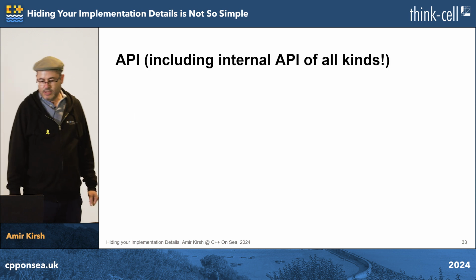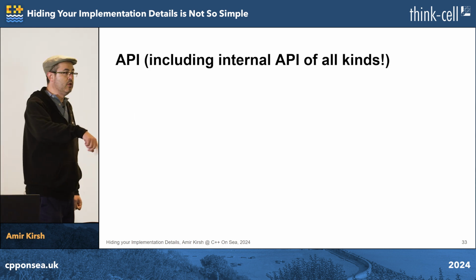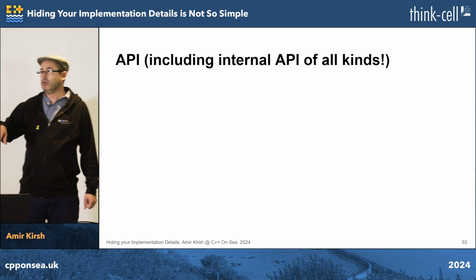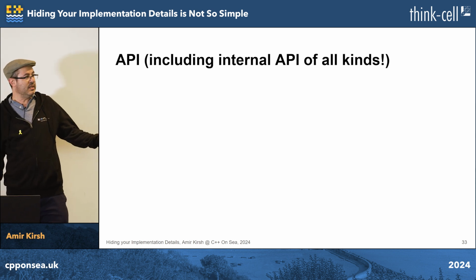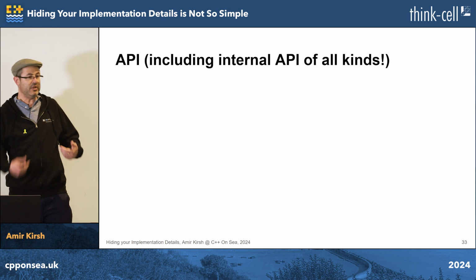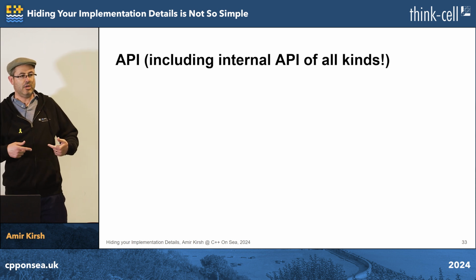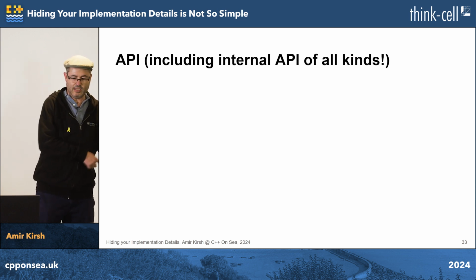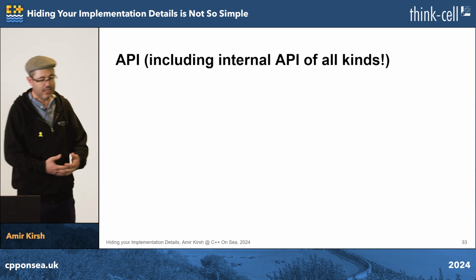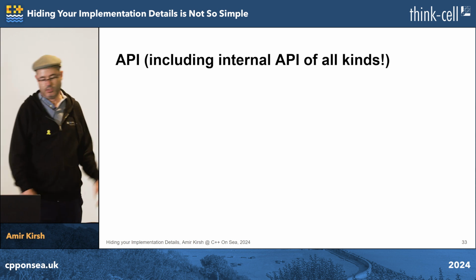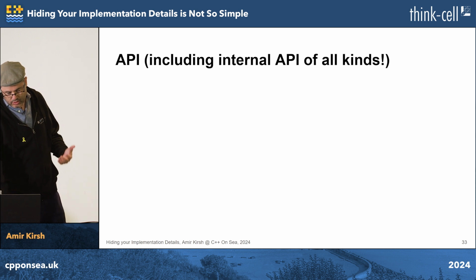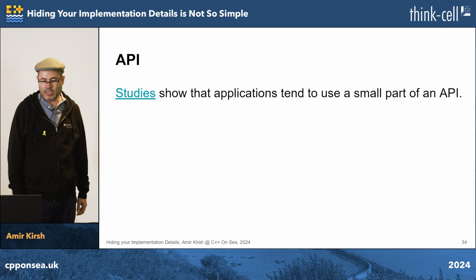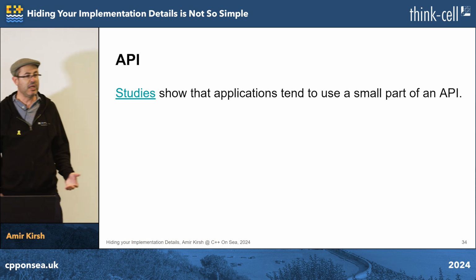So let's talk about APIs, including internal APIs, between components and between classes. I mean, that's a class of my team member. Why shouldn't I allow it? Because even your other class should not do things with this class if it is not related and should not be exposed. Eventually we want to keep decoupling and encapsulation. Studies show that applications tend to use a small part of an API.